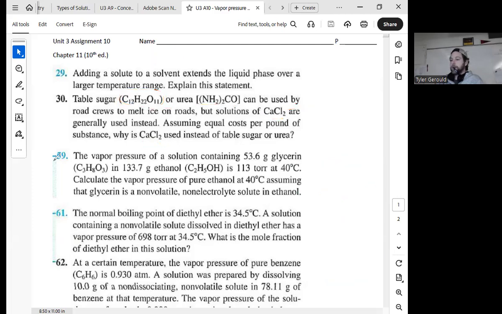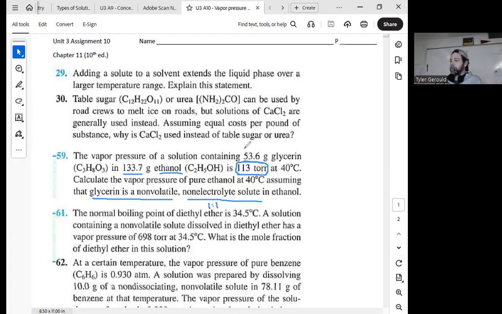So let's get a couple of the calculations. So we have, let's see, 59. We have some mass of glycerin, which, assuming that glycerin is non-volatile, doesn't have its own vapor pressure, and it's a non-electrolyte solution. That means it's going to dissolve with a 1:1 ratio, so you're not going to have to double the ions or anything like that. How is this going to affect the pure vapor pressure, 113 torr, of ethanol, which we have a mass value for as well?